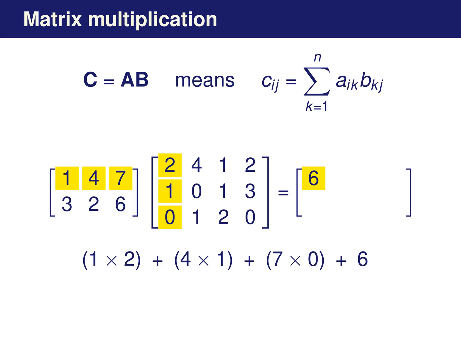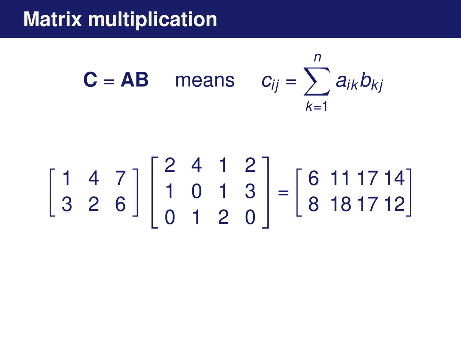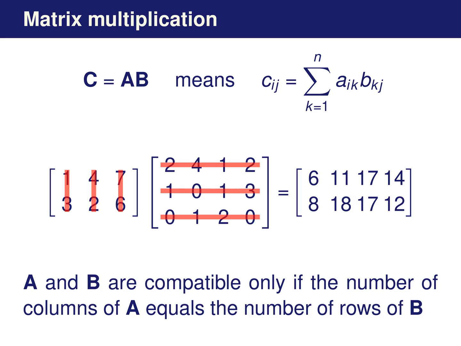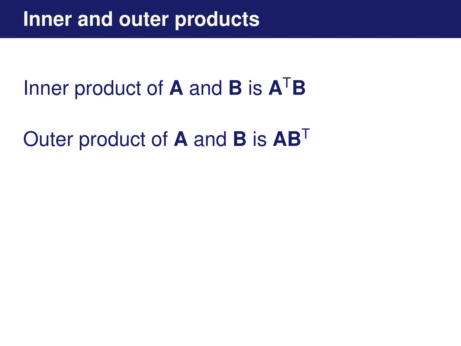The dot product of the first row of A, 1 4 7, and the first column of B, 2 1 0, gives us 6. The dot product of the first row of A and the second column of B is 11, and so forth. This gives us a 2 by 4 matrix. Two matrices A and B can be multiplied only if the number of columns of A equals the number of rows of B. When defined, the inner product of two matrices A and B is the transpose of A times B. The outer product is A times the transpose of B.